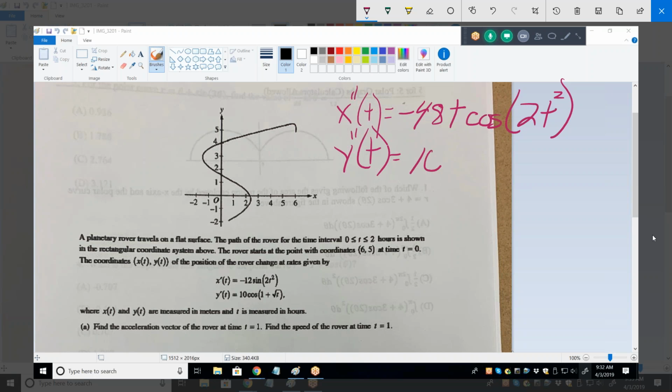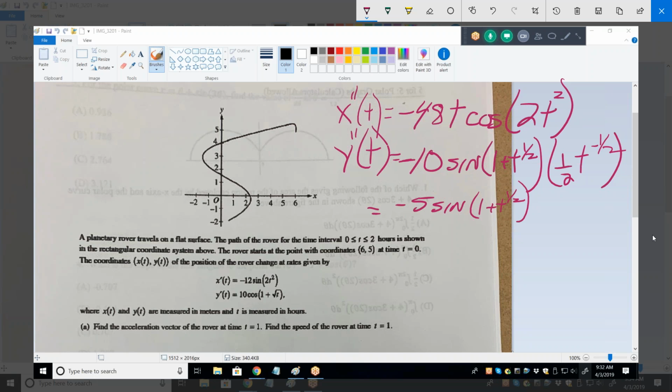So let's start with 10. Is it going to be sine or cosine? It'll be negative sine, right? So let's put the negative in front of the 10, then times 1 plus root t. Write it like that, get rid of that radical sign, times 1/2 t to the negative 1/2. And that ends up being minus 5 sine of 1 plus t to the 1/2, divided by t to the 1/2.